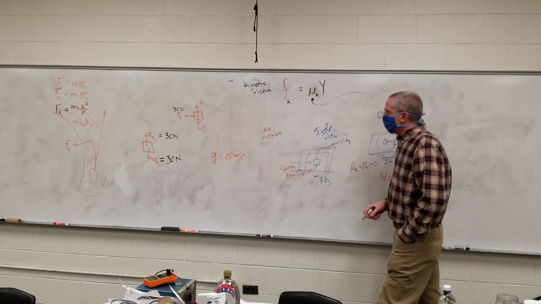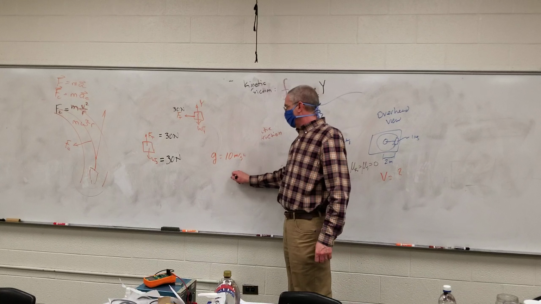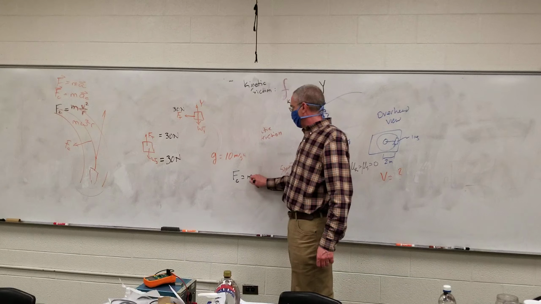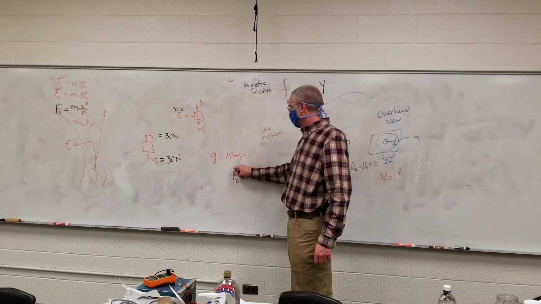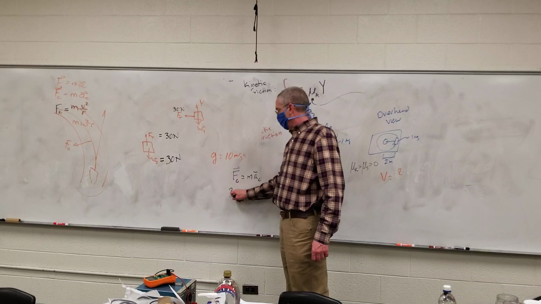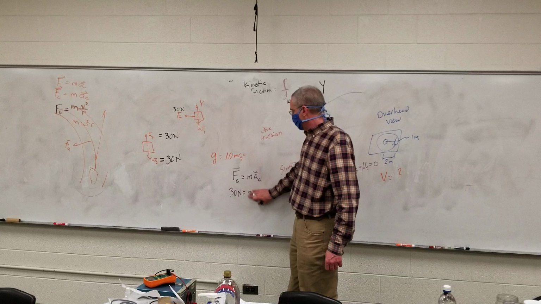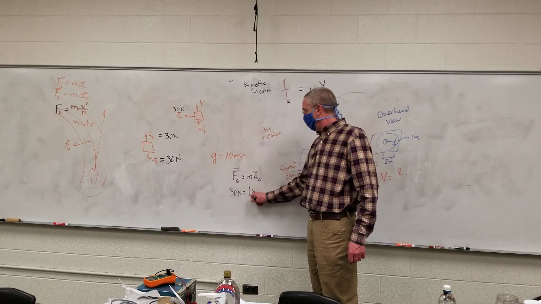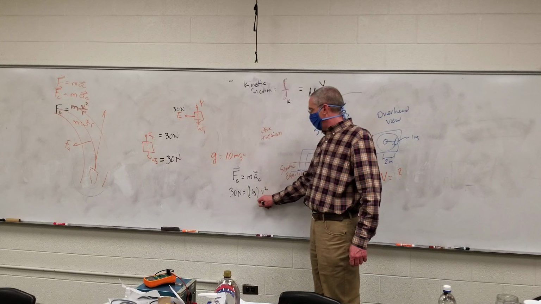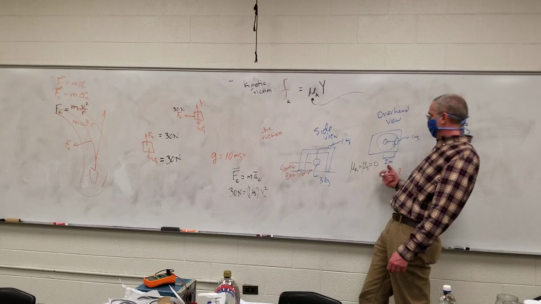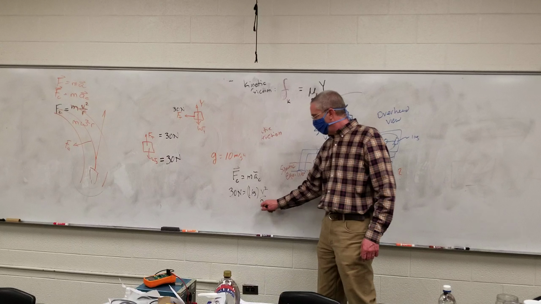And so, plug in F equals ma. My centripetal force is equal to mass times the centripetal acceleration. This is 30 newtons. And that's equal to 1 kilogram times V squared over R, R being 2 meters. How'd you get the rope equal 30?